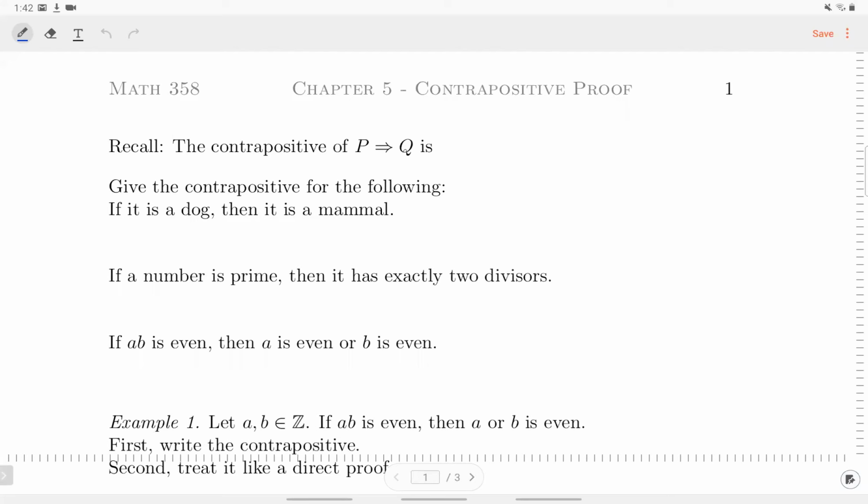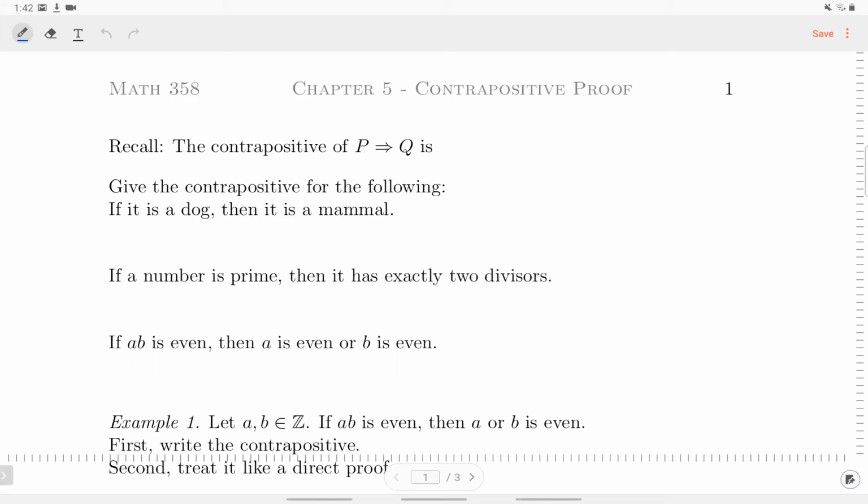So chapter 5 is not going to be that different from chapter 4. Technically it's a new proof technique, but it all boils down to do this and then do a direct proof. It's all going to rely on using the contrapositive of a statement.